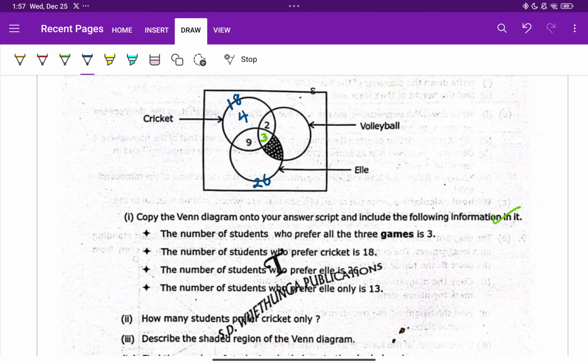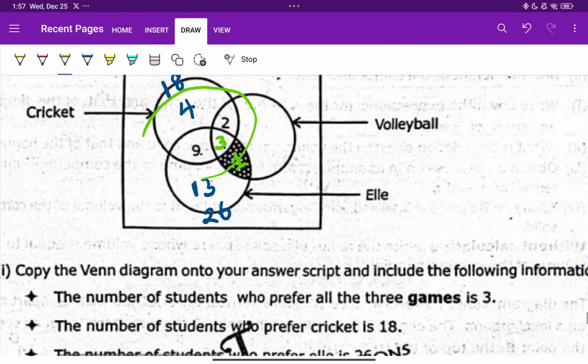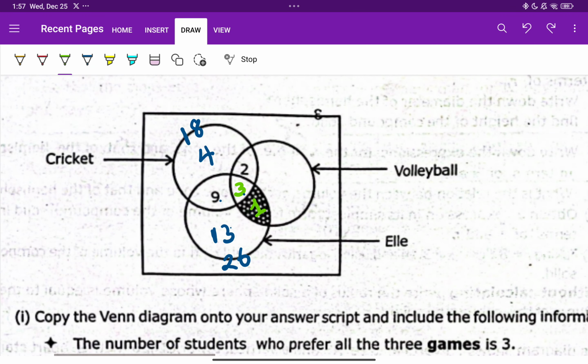The number of students who prefer LA only is 13. Okay. So now this is 13. Now look at this. 13 and 3, that is 16 plus 9, that's 25. Right? But the total should be 26, which means there's one student here who prefers LA and volleyball but not cricket. So he doesn't prefer cricket. He only prefers LA and volleyball.